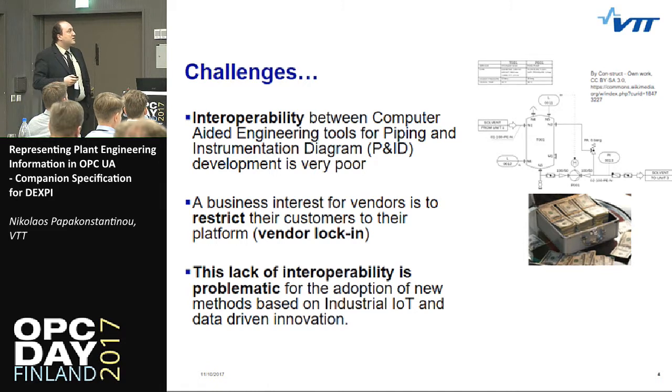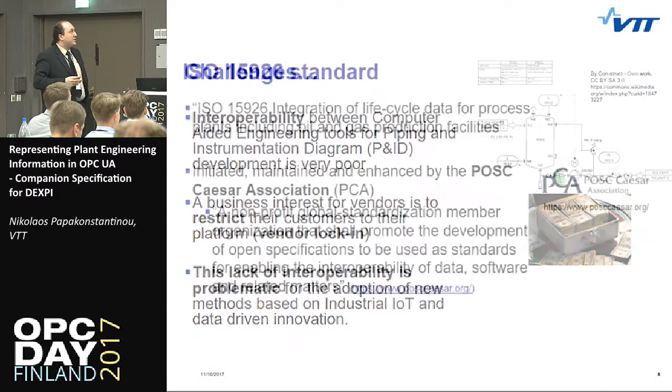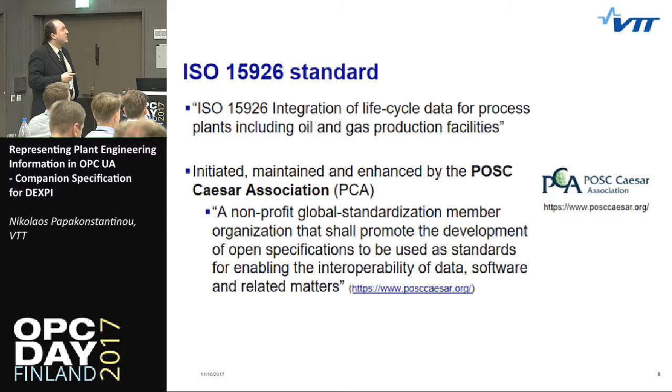A relevant standard, especially for the piping instrumentation information, is the ISO 15926. It wants to promote a standard way of integrating life cycle information of processes, and it has come from the oil and gas industry, but it can be applied in all kinds of industries. It is promoted by the POSC Caesar organization.